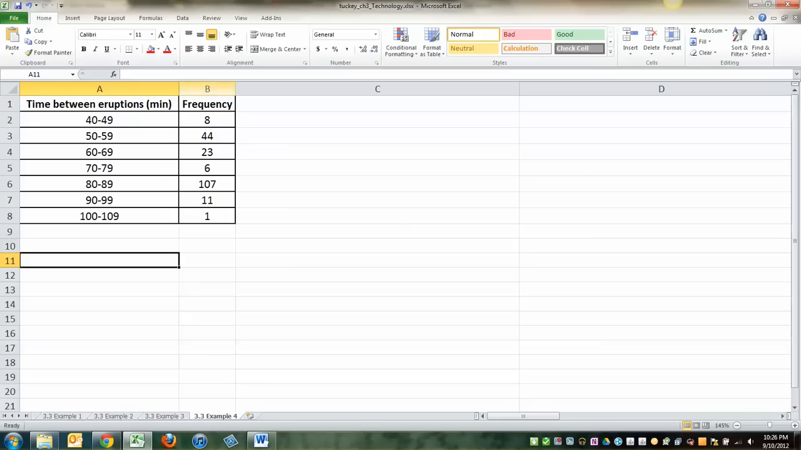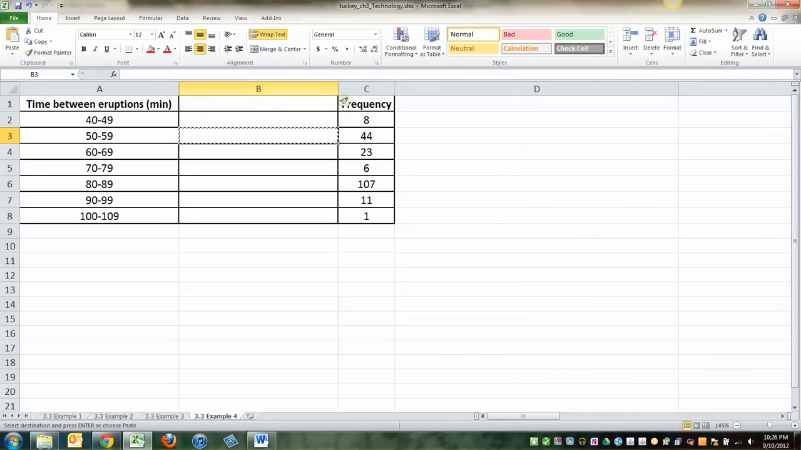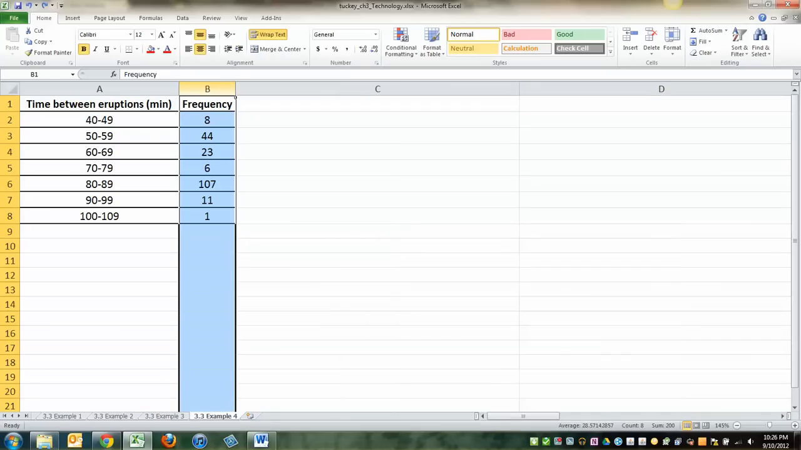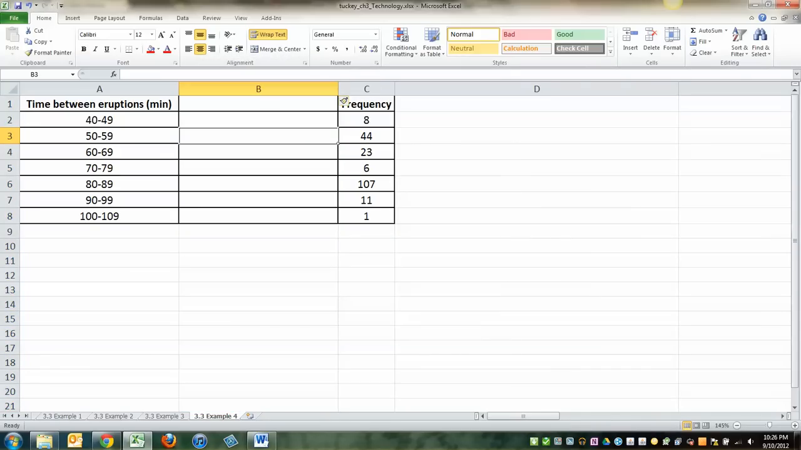Okay, now here's the trouble. The trouble is that we need another column. You probably want to know how I did that. I go up to the top and I make it so it's a down arrow. See, when you put the cursor up near the B and I right click, insert, and there I've got a new column. So I'm going to need the midpoints, right?